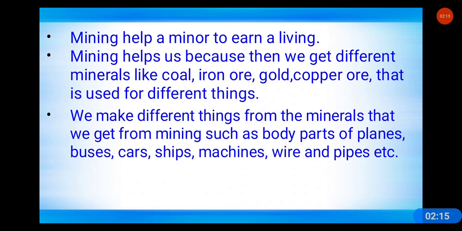Mining helps us because we get different minerals like coal, iron ore, gold, copper ore, and they are used for different things. We make different things from the minerals, okay? So these minerals are used to make body parts of planes, buses, cars, ships, machines, wires and pipes.